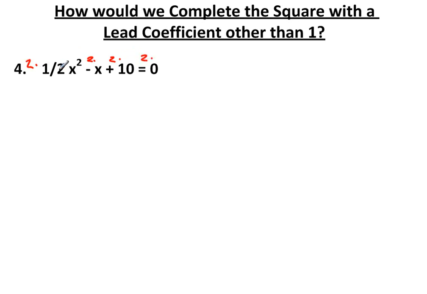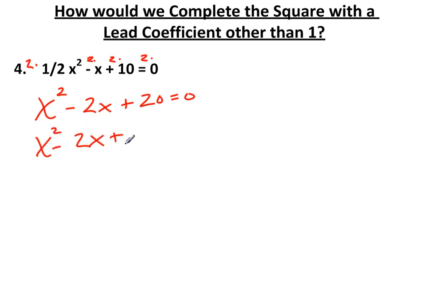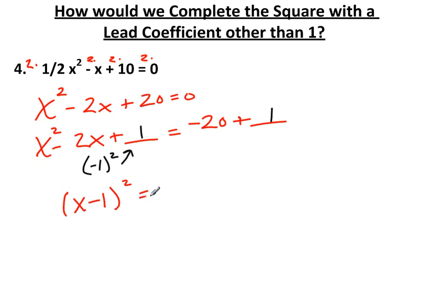So when I multiply 2 times a half, I'm left with x squared minus 2x plus 20 equals 0. I'm going to do the same thing: x squared minus 2x plus blank equals, subtract the 20, get negative 20 plus blank. Now I'm going to figure out what goes inside that blank. I'm going to take half of my middle term. Half of negative 2 is negative 1, and if I square it, I get a positive 1. Add that to both sides. Now I'm going to factor this. This would factor down to x minus 1 quantity squared equals negative 20 plus 1, which is negative 19.